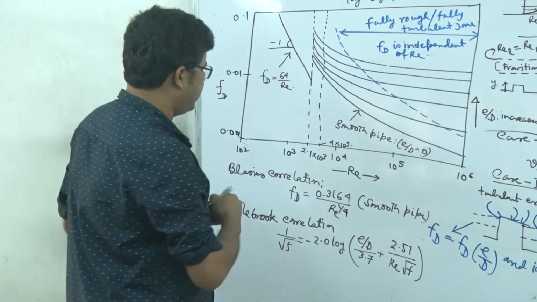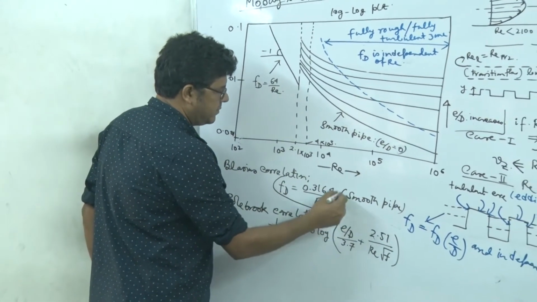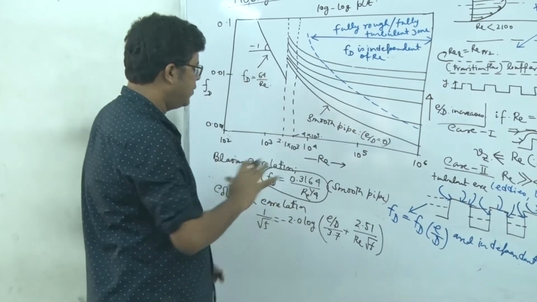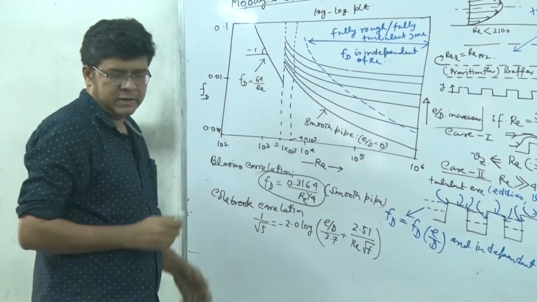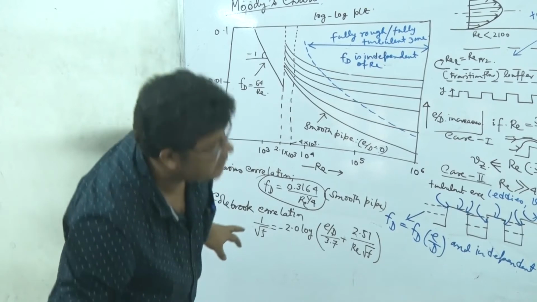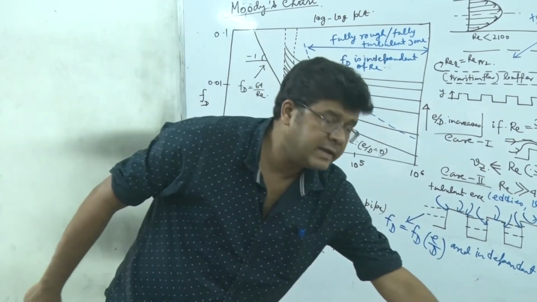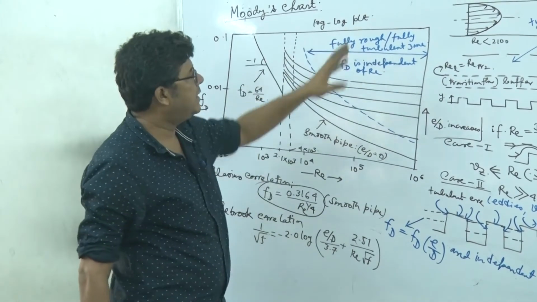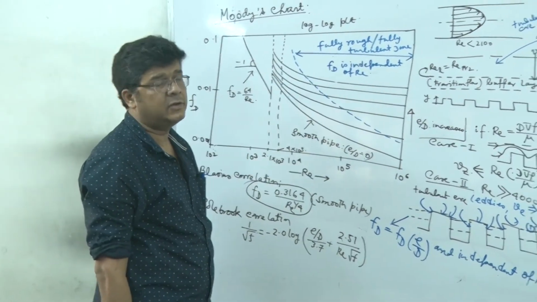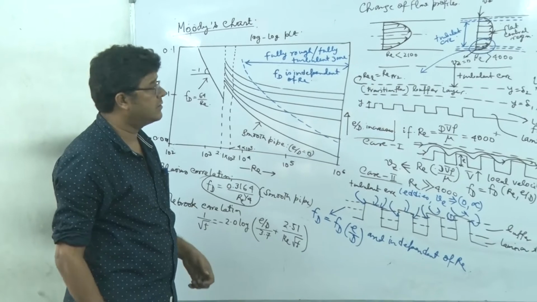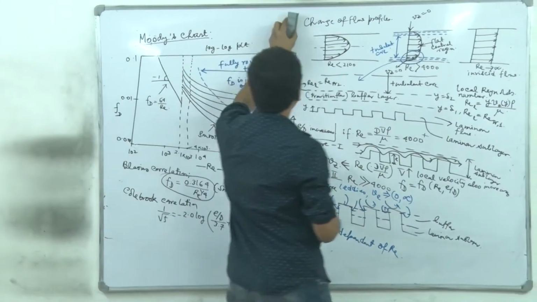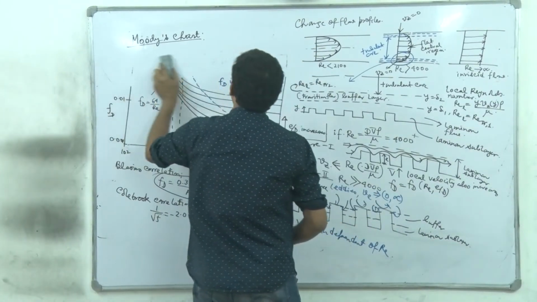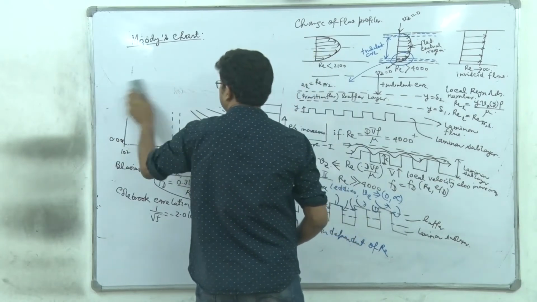Just note this Blasius correlation, so you will have a certain idea about it. So that's the way by which we can calculate the major loss in pipe flow using the Moody's chart and using the formula Fd into L by d into V bar square by 2. Next we will be discussing the minor losses.